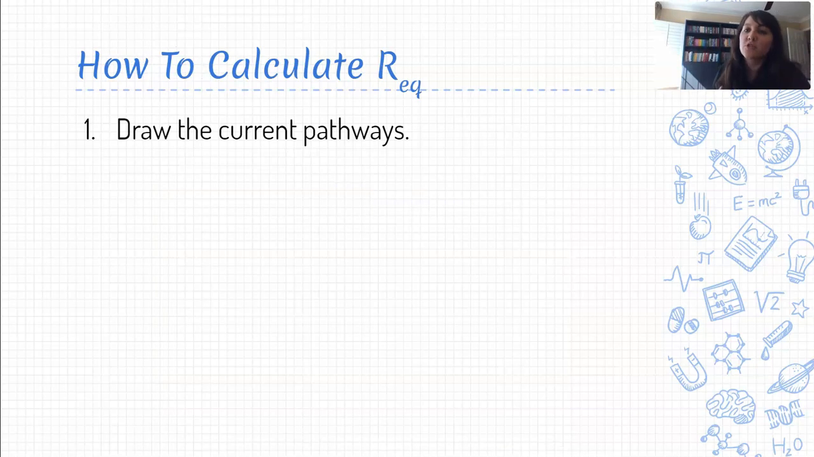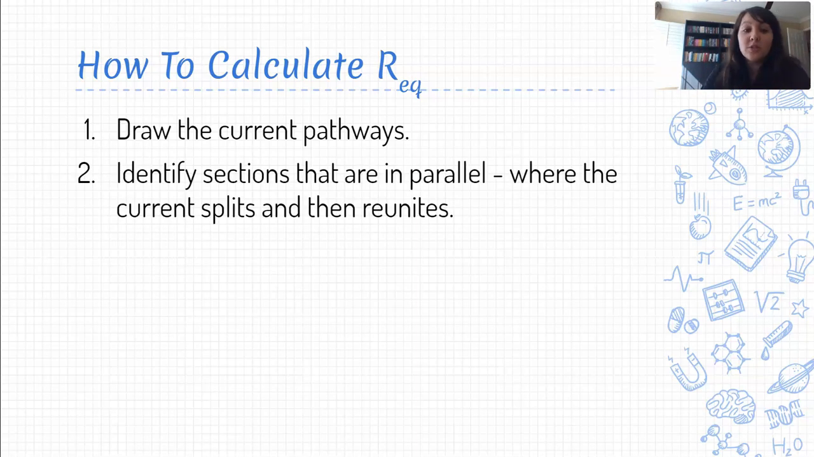First thing, always draw your current pathways. Get in the mind of the current going through this circuit, if it had a mind, all right? Figure out what are all the ways that current can flow through here. Once you do that, you'll be able to identify your parallel sections. You'll see the junctions where current is splitting, and then the junctions where that current comes back together and reunites again, right?